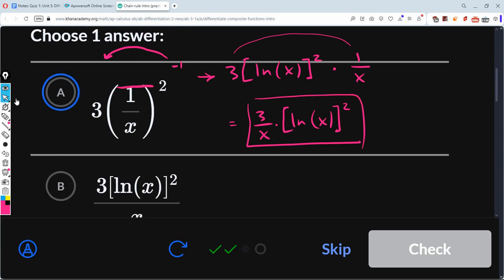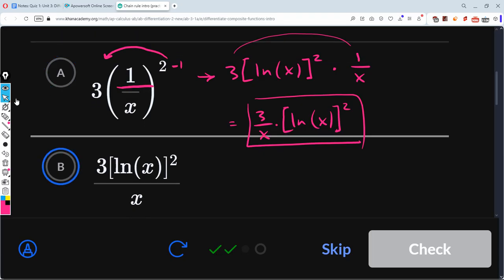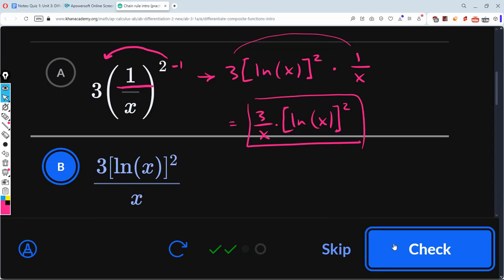And that is right here. Answer choice B. They just put x in the entire denominator. Same thing.